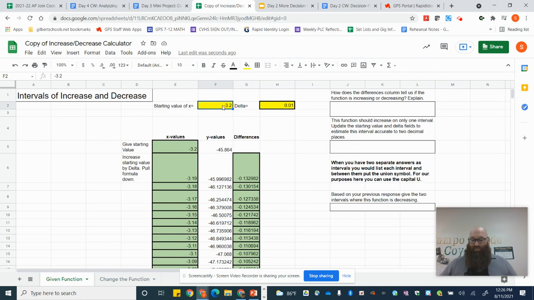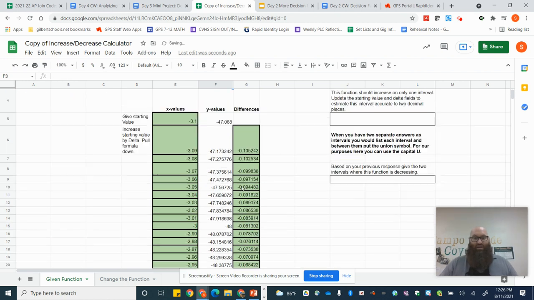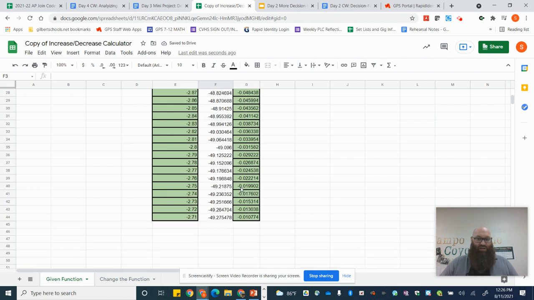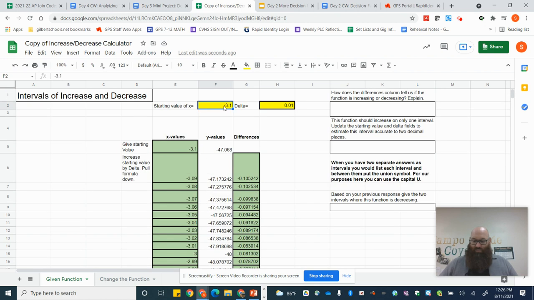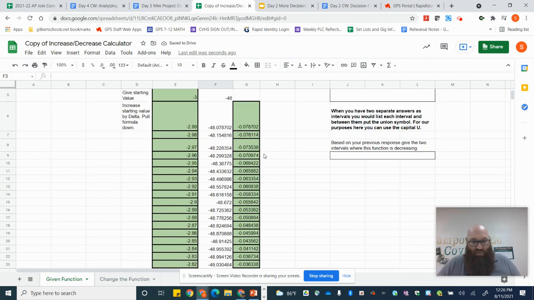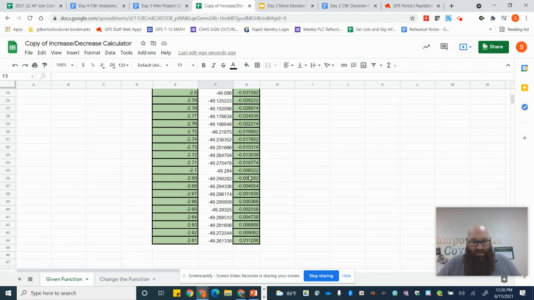Trying to do all of these things by hand, there would be a lot of calculation. But here I'm able to just quickly change numbers, and if I have a starting point of -3 and a delta of 0.01, notice here I can see a transition right in here from a negative difference, which would mean decreasing, to a positive difference, which means increasing. So that means that my minimum is somewhere between -2.67 and -2.66. So there we only have 1 decimal place of accuracy.